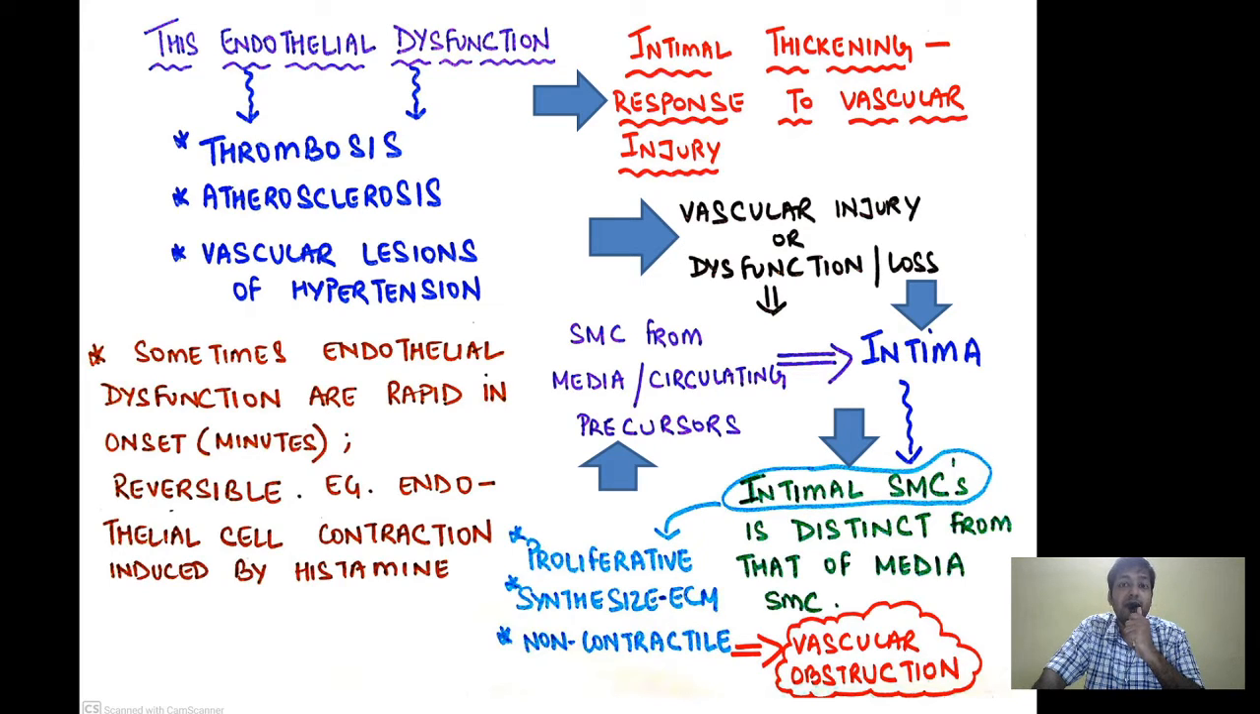So they proliferate, they synthesize the extracellular matrix, and they are non-contractile. These three properties of intimal smooth muscle cells are quite distinct from that of the medial smooth muscle cells, and because of this response to vascular injury and the ultimate intimal thickening, it can lead to vascular obstruction. Okay, hope you have understood till here.